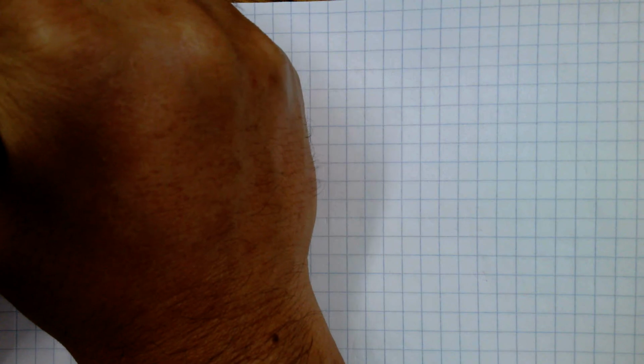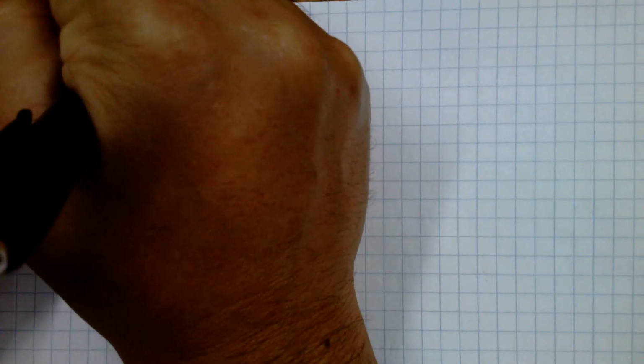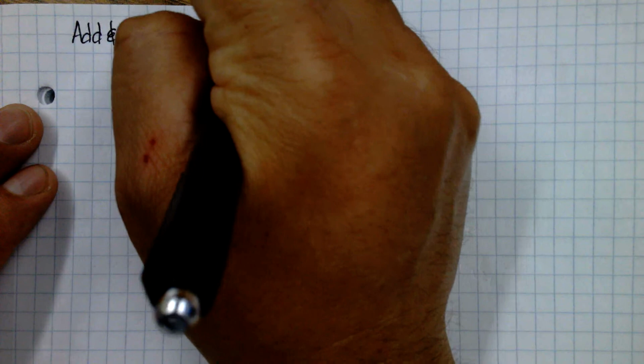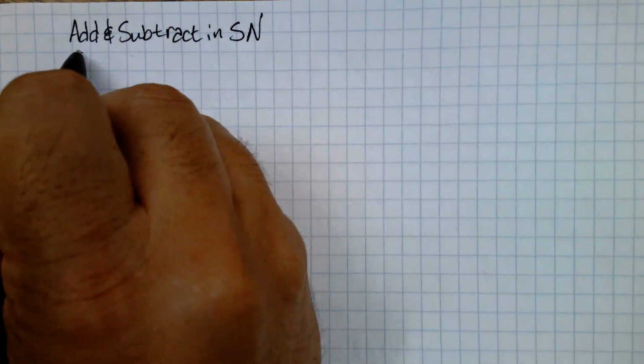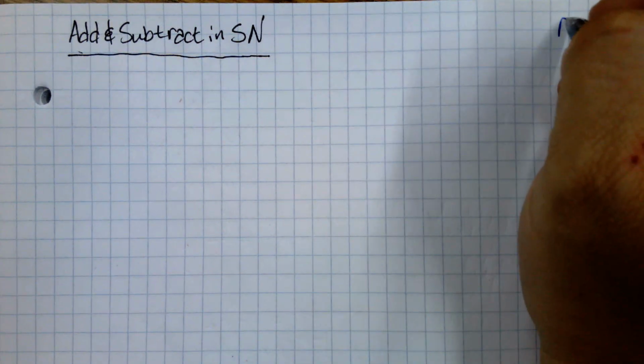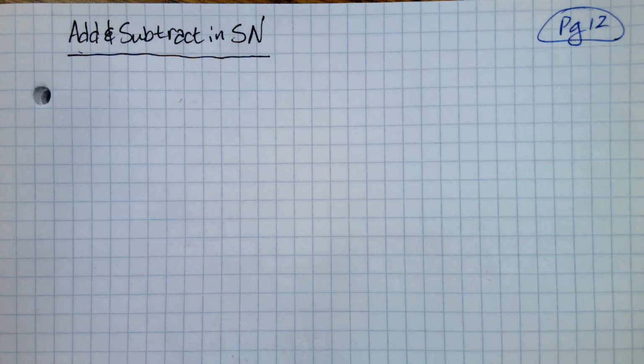Okay, so we're going to call this add and subtract in scientific notation. So in your notebook, up in the upper left, let's just say add and subtract in, I'm just going to write SN. Okay, I'm already up to page 12.